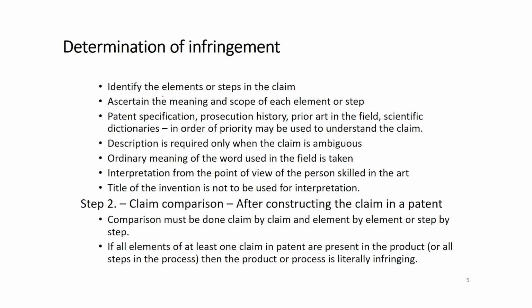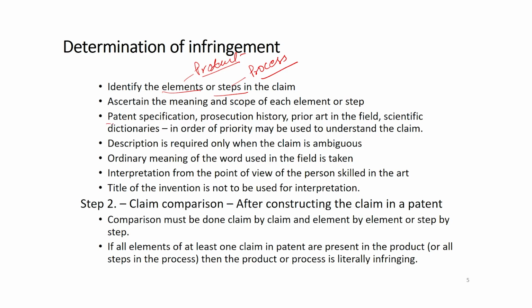How do we determine infringement? The first step I said, construe the plaintiff's claim to understand the scope of protection. How do we construe the claim? We have to identify the elements, we have to identify all the steps in the plaintiff's process, plaintiff's product. When I am talking about elements, I mean we are dealing with a product patent. When I am talking about steps, we are dealing with a process patent. So, identify all the elements, identify all the steps, give meaning to all the steps, give meaning to all the elements.